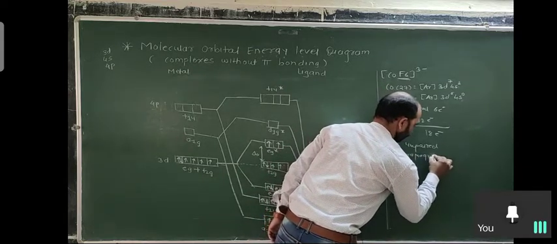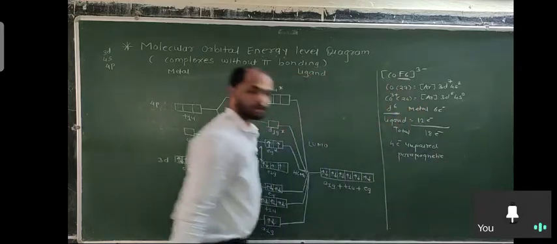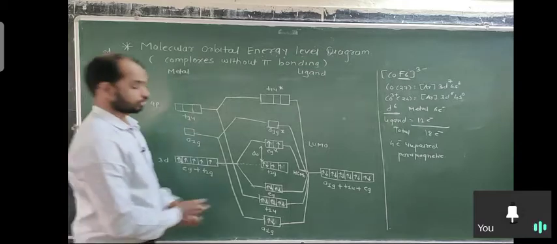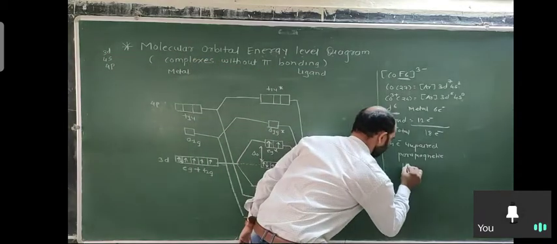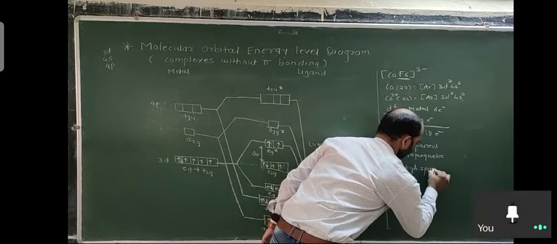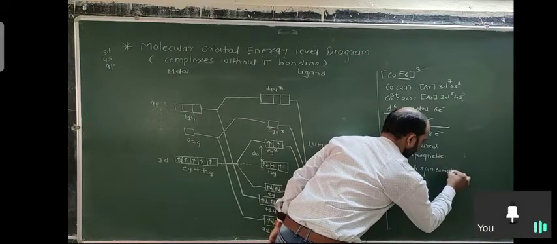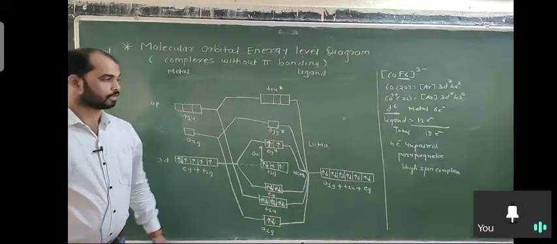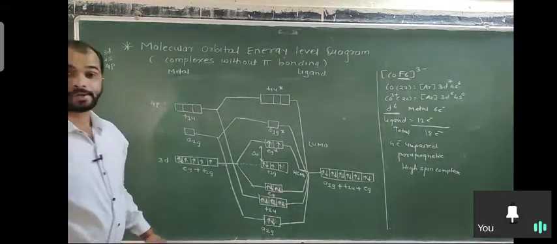Complex is paramagnetic. Okay, so complex is paramagnetic due to 4 electrons. So this is a high spin complex because a high number of electrons are unpaired. So complex is high spin complex. You can comment: the complex is high spin, the complex is paramagnetic because of the presence of 4 unpaired electrons.